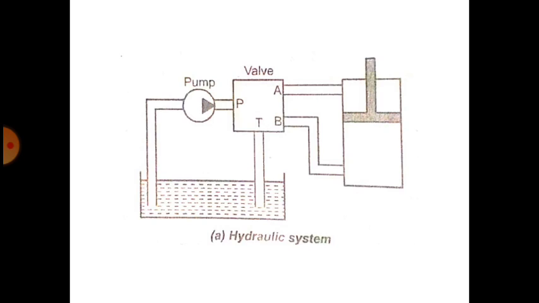In another position of the valve, P is connected to A and B is connected to T. At that time the cylinder is going to retract. After doing the work, it has to retract to its original position. So this is a simple sketch. Here we have shown a reservoir which is used to store the oil, pump, direction control valve and actuator, and we have discussed 2 positions of the direction control valve.